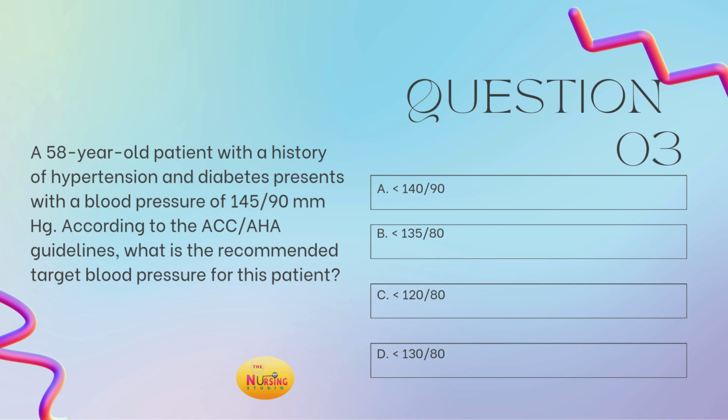All right, so lastly, stem of the question here states, according to the ACC and AHA guidelines, what is the recommended target blood pressure for this patient? So this stem is telling you everything. We're looking for the target blood pressure, right? And we're following ACC and AHA guidelines. That's all we need to know. So let's see what's going on. We're going to run it back and look at how this person is presenting. It's a 58-year-old patient. They have the history of hypertension and they're diabetic, and their blood pressure is 145/90.